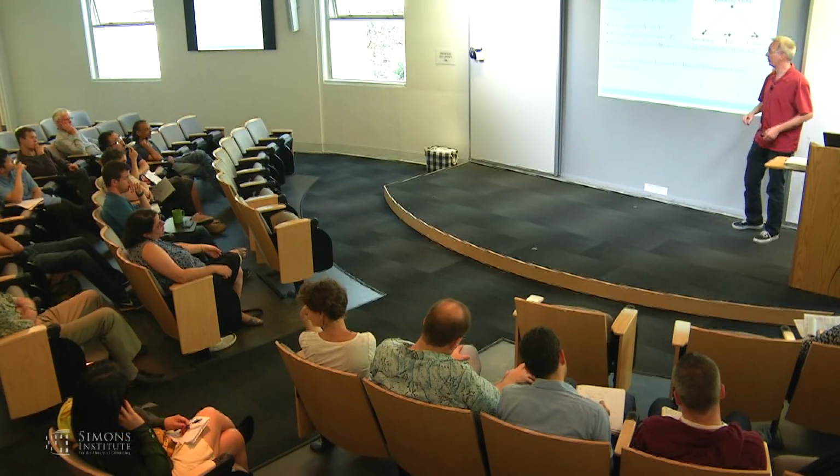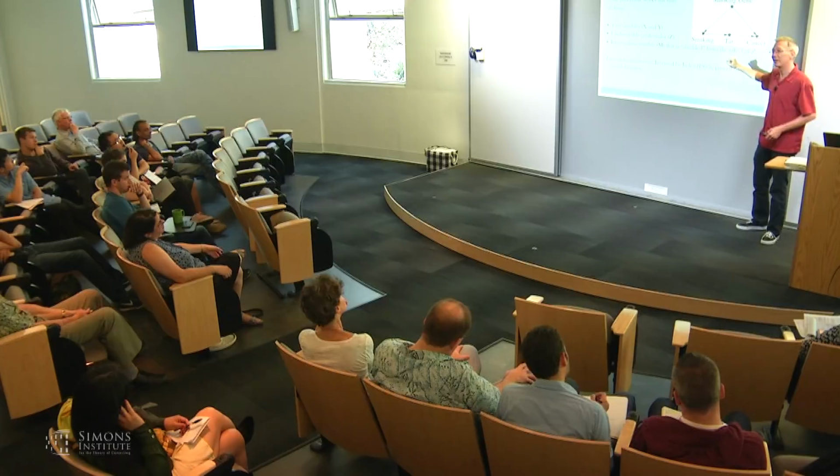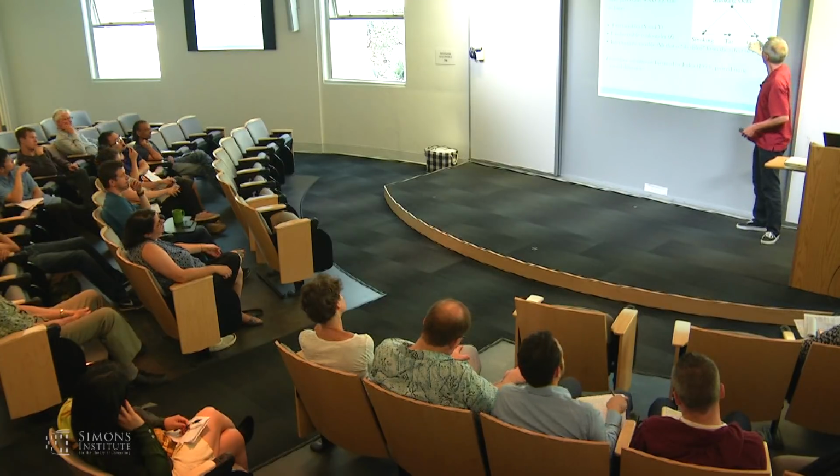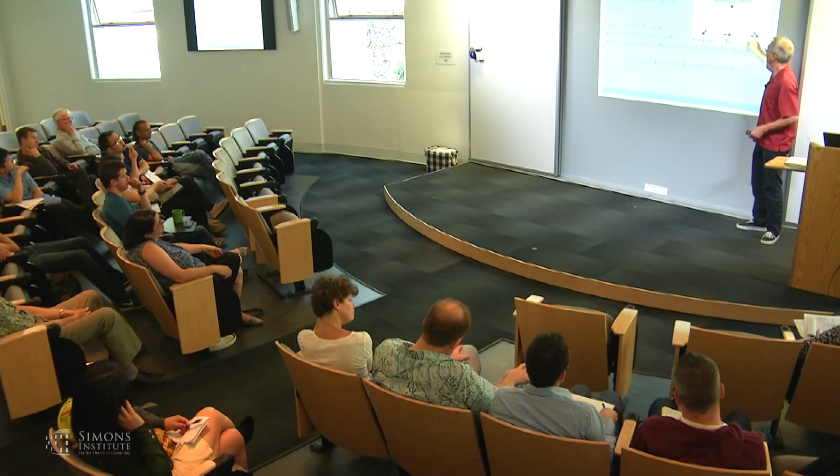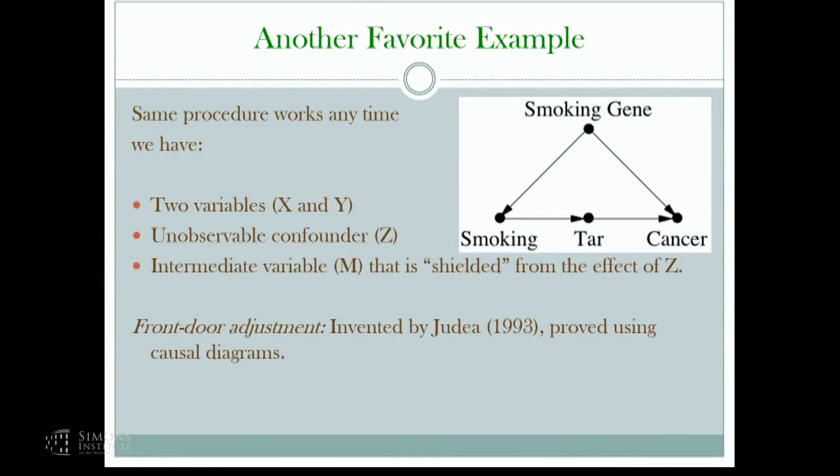The way he phrases it, which I kind of like, is that you draw an arrow from A to B if B listens to A. So does tar listen to your smoking genes? Are the tar deposits affected directly by the gene? And we're arguing that the answer is no, because genes work through a whole different method. They transcribe proteins and stuff like that, and that has nothing to do with the formation of tar.